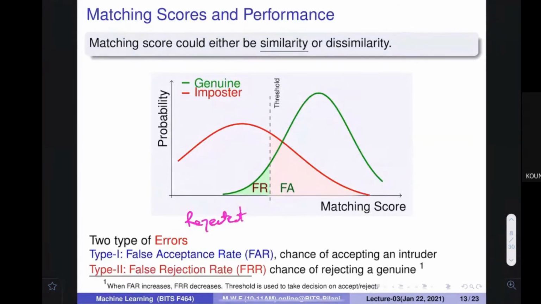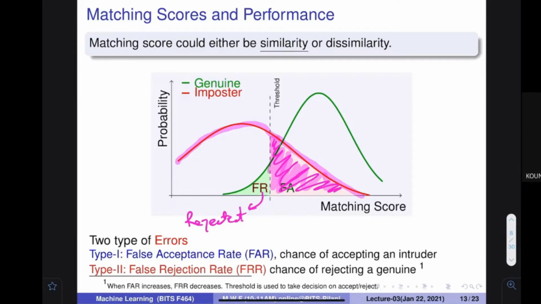Okay, rejected means those people would not be allowed to enter the system. Similarly, a very strong thing is this: this is the imposter score, and you can see that these scores are actually higher than the threshold. So these people are getting access to the system, so they would be accepted.